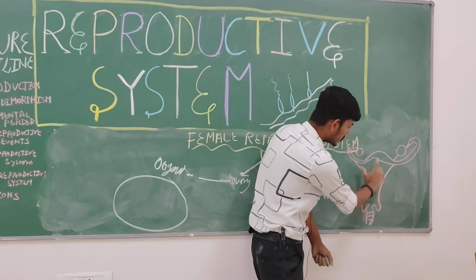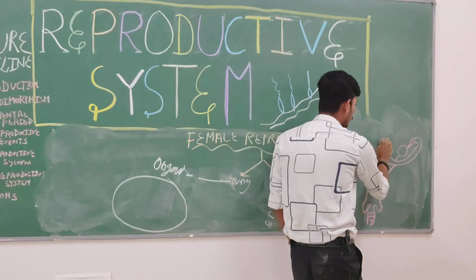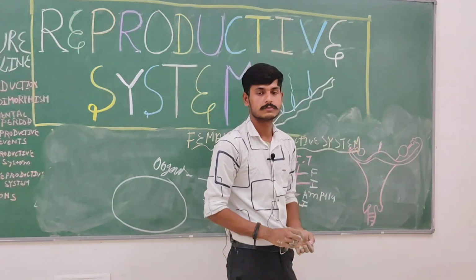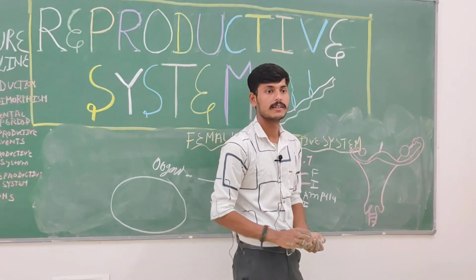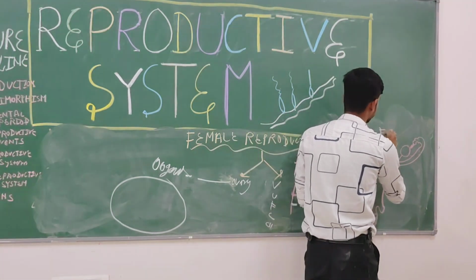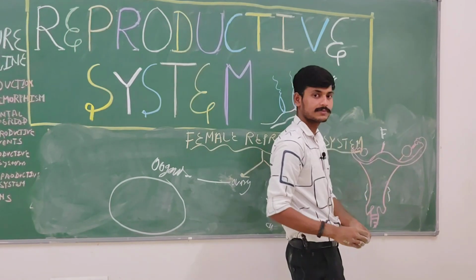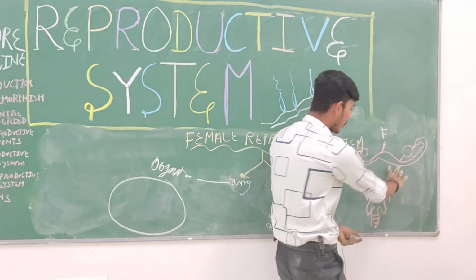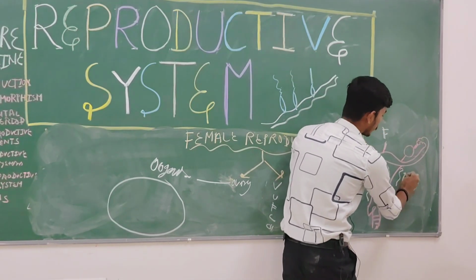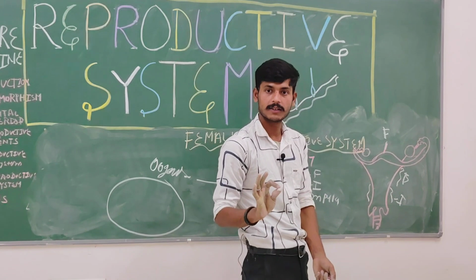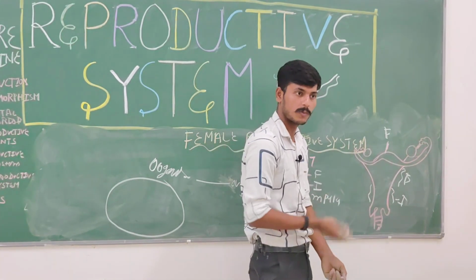Now, this is your uterus. The uppermost part of the uterus is called the fundus. This constricted part is called the isthmus, and this is called the body. Understanding? Any problem? No? Shall we move ahead?